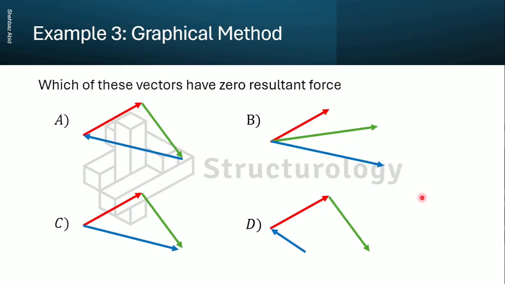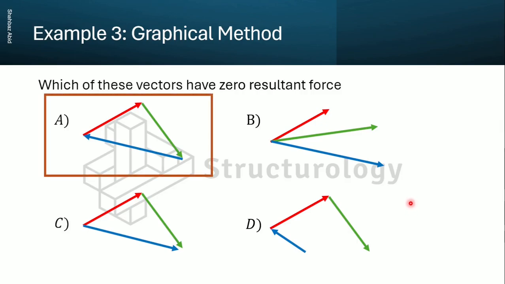Let us see example 3. Which of these vectors have 0 resultant force? And the correct answer is A. If we want to add the red vector to green and then to blue, we can see that there is no distance left from the start till the end, which means there is no resultant magnitude. It's going to be equal to 0.